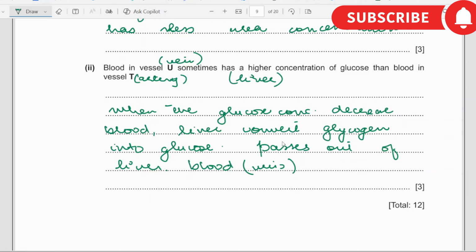But why am I not mentioning glucagon or insulin? Because those are produced by the pancreas, not by the liver. Here we are talking about liver, so let's focus on liver, that it converts the glycogen into glucose. You can also tell the process by which glycogen is converted into glucose. It's a simple reaction known as hydrolysis. It passes out of liver into blood or veins.